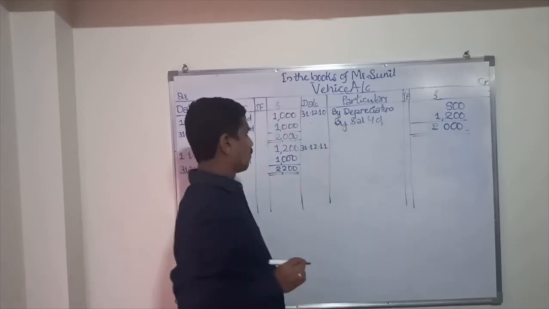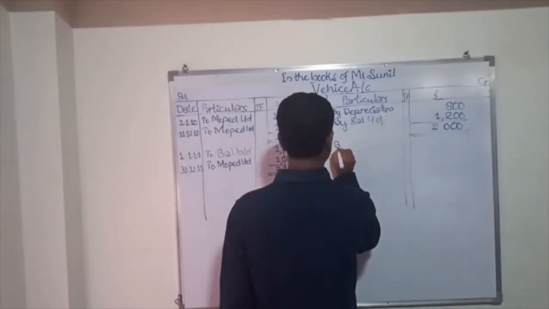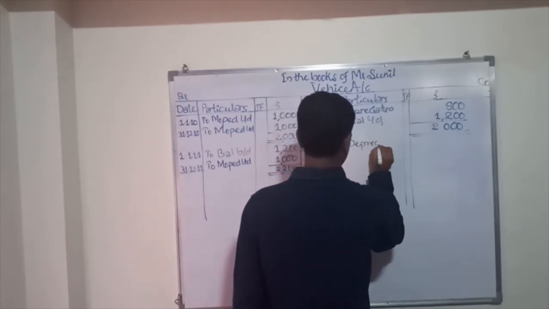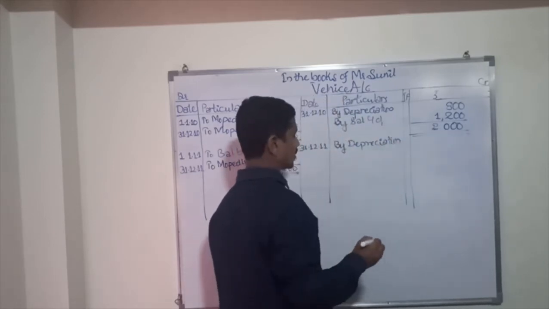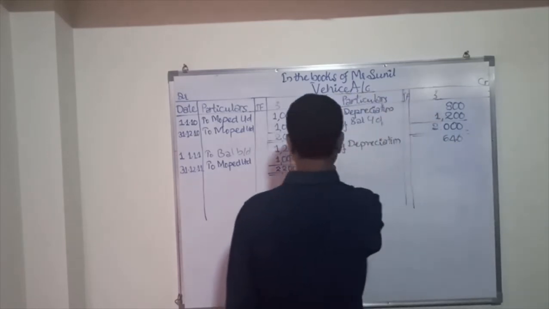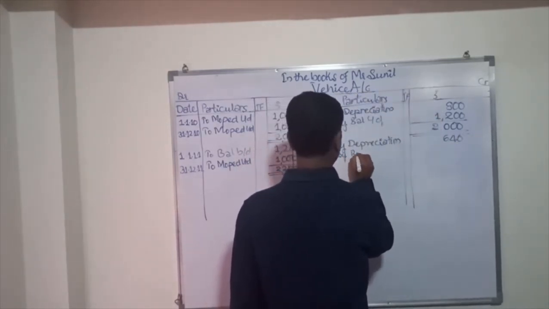On 31/12/2011, when the depreciation is allowed, then it will be depreciation account debit to vehicle account. So vehicle account is credited by depreciation. In the hire purchase chart, we have calculated depreciation as 640 rupees. So on the same day, let's balance here. So by balance carry down.